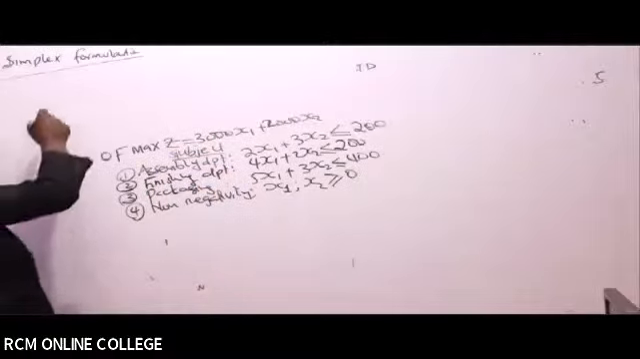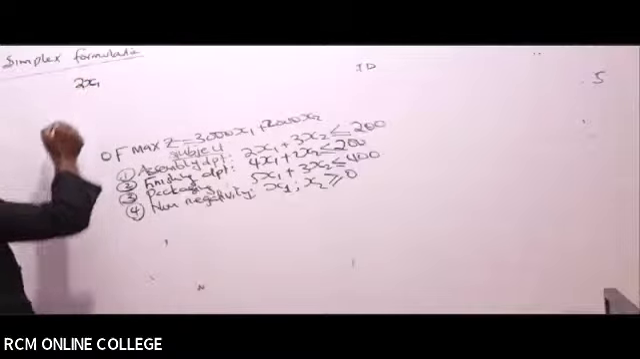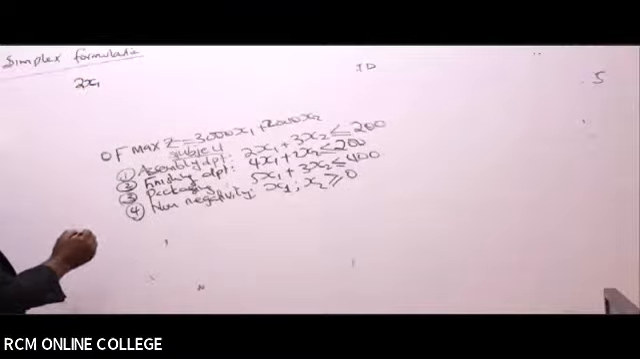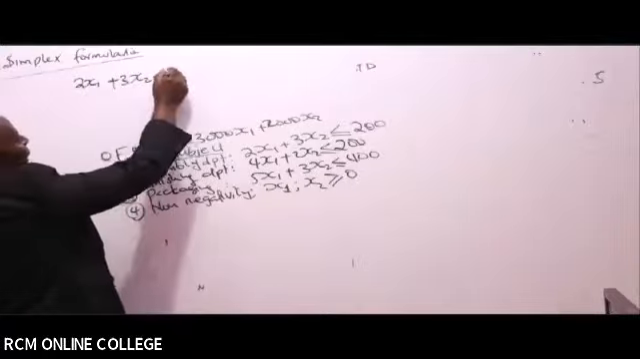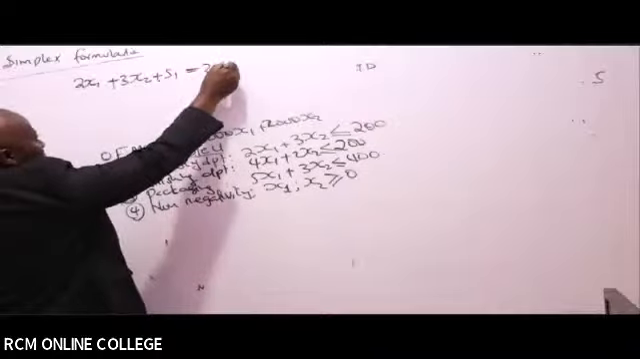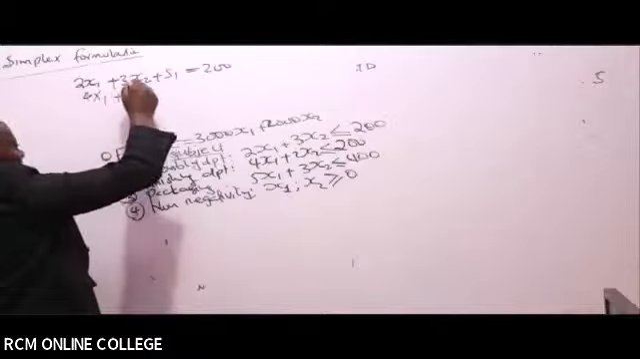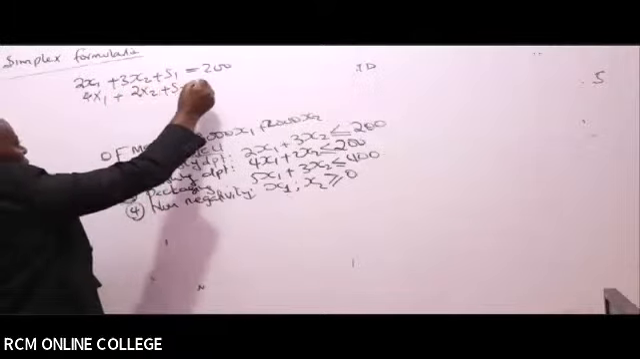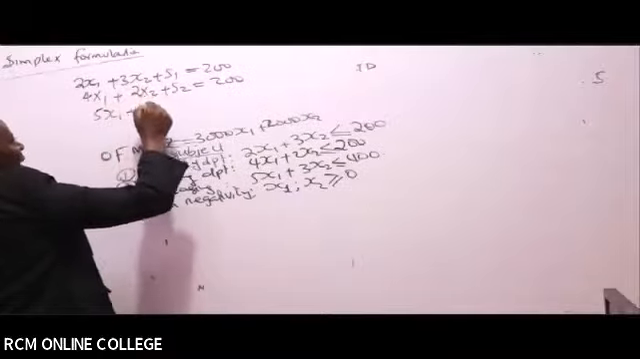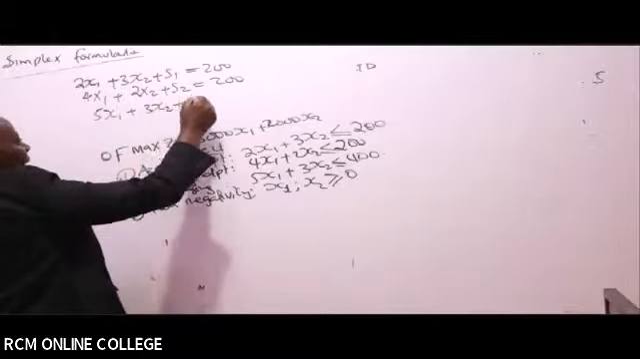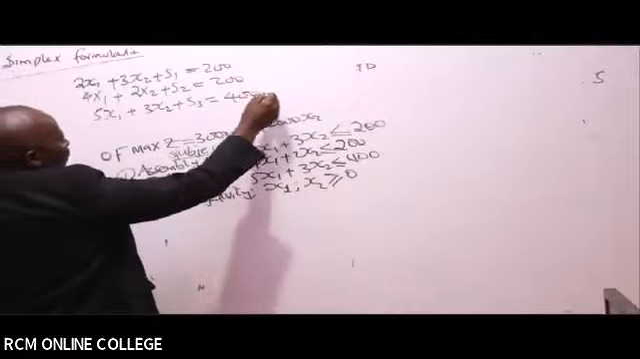So we normally begin with the subject 2. So we have the first one over here, 2x1 plus 3x2 plus slack 1 equals 200. And then we have, ladies and gentlemen, 4x1 plus 2x2 plus slack 2 equals 200. Then we have here 5x1 plus 3x2 plus slack 3 equals, in this case here, 400 like that.